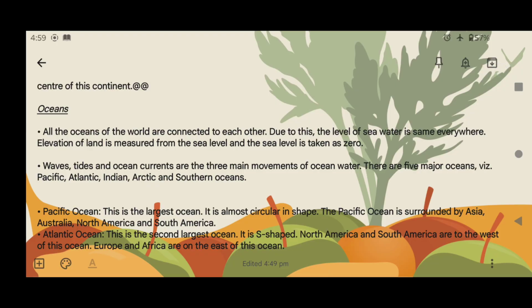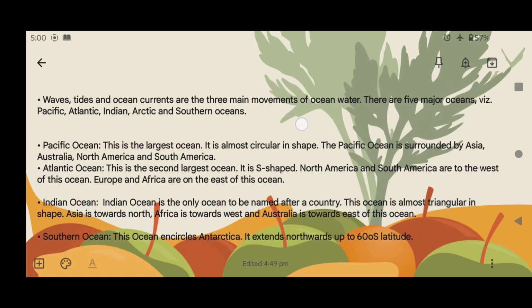Oceans. All the oceans of the world are connected to each other. Due to this, the level of seawater is the same everywhere. Elevation of land is measured from sea level and the sea level is taken as 0. Waves, tides and ocean currents are the three main movements of ocean water. There are 5 major oceans, visually Pacific, Atlantic, Indian, Arctic and Southern Oceans.